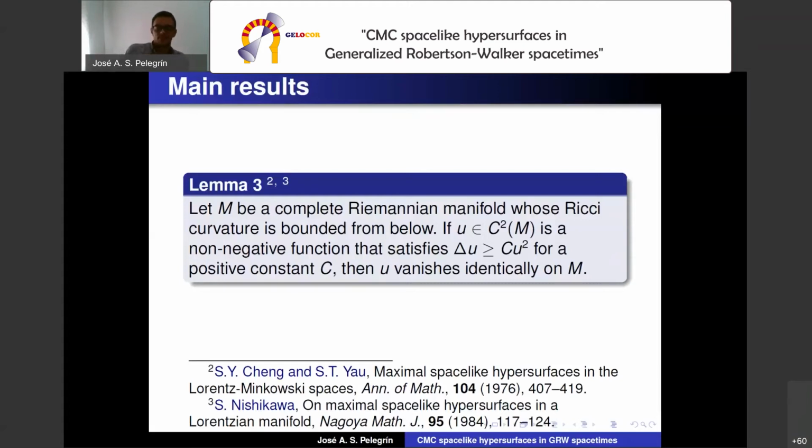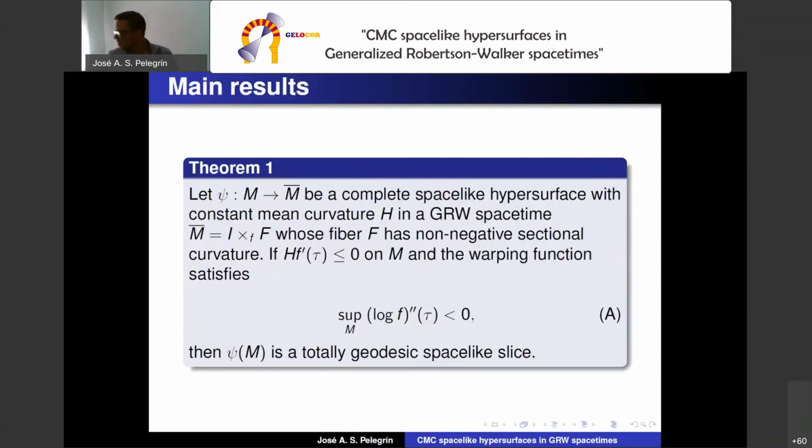And combining these three lemmas, we can prove our main result for our CMC spacelike hypersurfaces, which states that given a complete CMC spacelike hypersurface in a GRW spacetime whose fiber has non-negative sectional curvature, if the product of the mean curvature of the hypersurface with the first derivative of the warping function is non-negative, and the warping function satisfies that the supremum of the second derivative of its logarithm is strictly negative, then our spacelike hypersurface has to be a totally geodesic spacelike slice.